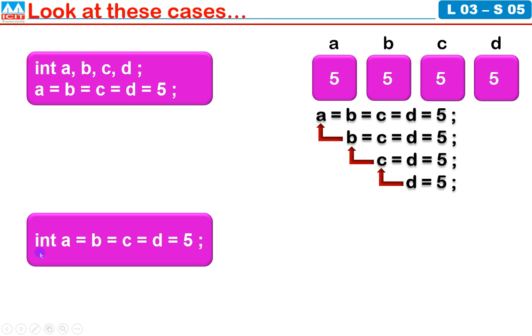Just like that, can we write it this way? Here we are just defining a. You are not defining b, c, d. That's why it is going to create an error. These are the concepts regarding type declaration statements.